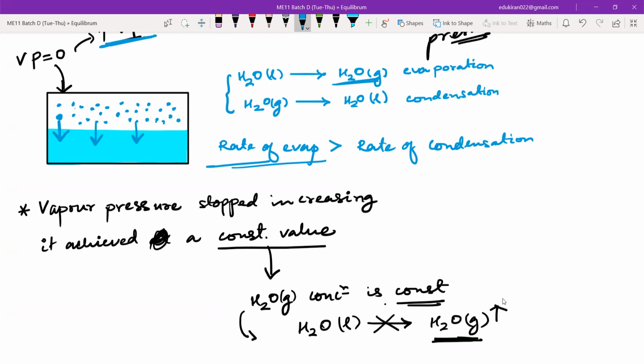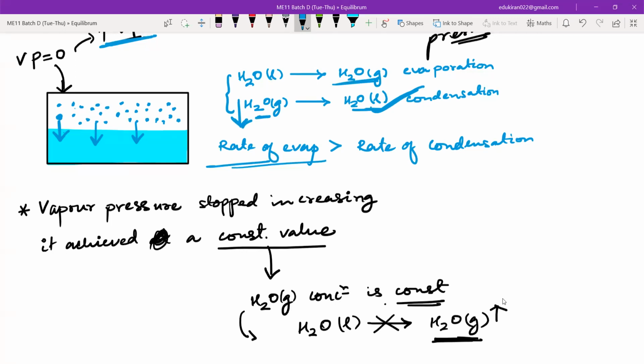No. That means this is still happening. Condensation is still happening. Correct? Yes. Now, if condensation is still happening, that will lead to a decrease in the concentration of water gas. Yes or no? Because here we are converting gas to liquid. Correct?